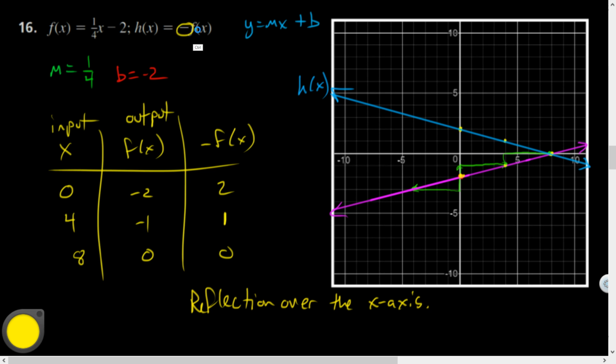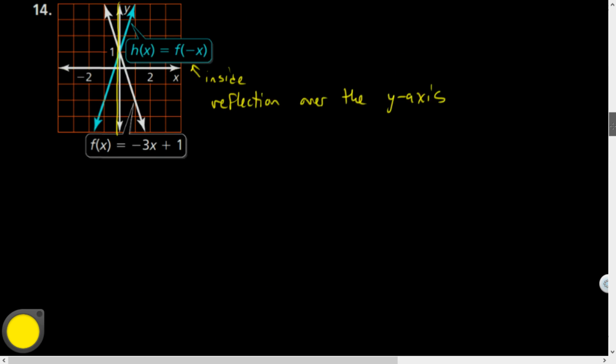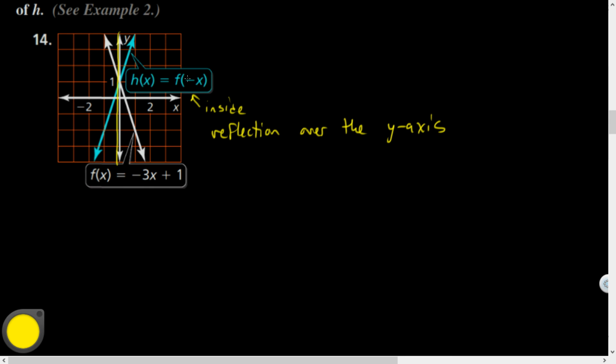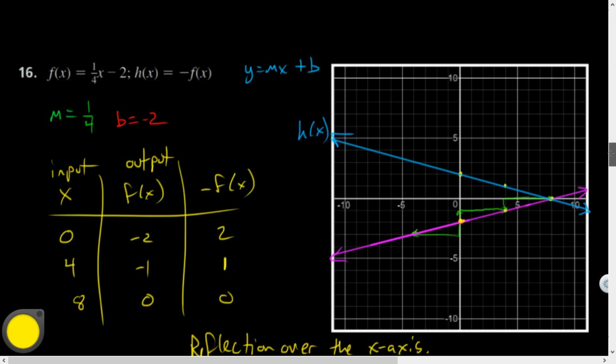So guys, difference with reflections. If I have an opposite on the outside of the function, it flips the y-coordinates, or it reflects it over the x-axis. If I have the opposite on the inside, it's going to change the inputs, right? So that's the x-coordinates, and that's a reflection over the y-axis. That's enough that you might want to write that down on a note card and memorize that at some point.